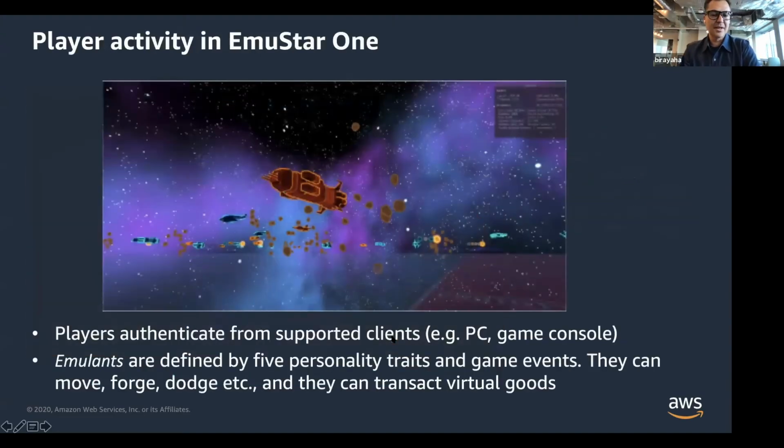what's going on. So we're going to start with the authentication. As I said, a player authenticates with a supported client, which can be a PC, game consoles, anything basically that your game supports. And then you have the emulants that are defined by 5 personality traits and game events. They can move, forge, dodge, etc. And also, finally, they can transact virtual goods.